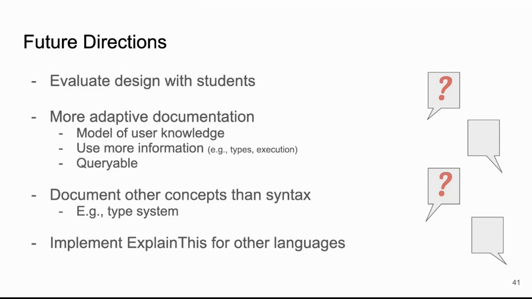You can also imagine documenting things other than syntax. For example, the type system, perhaps trying to explain better how certain typing is working, maybe if you're seeing a mismatch. And while we implemented this in Hazel to leverage the guarantees about always having a well-formed program, we can imagine implementing this for other languages.